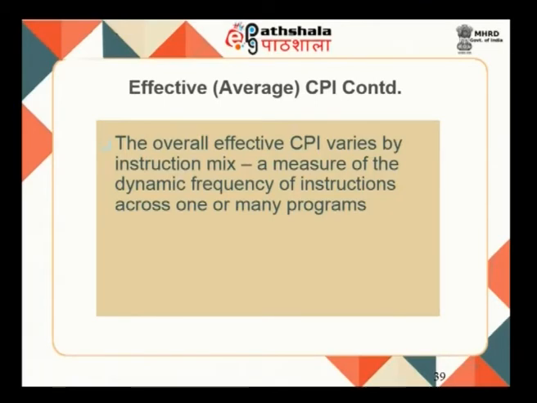So, the overall effective CPI varies by instruction mix. When you have different instruction mixes, suppose one particular class of instructions constitutes 50% of the program, then you might have a different CPI value than if the same class constitutes only 30% of the instructions, because the CPI values are not identical for each class of instructions. This average effective CPI is a measure of the dynamic frequency of instructions across one or many programs.